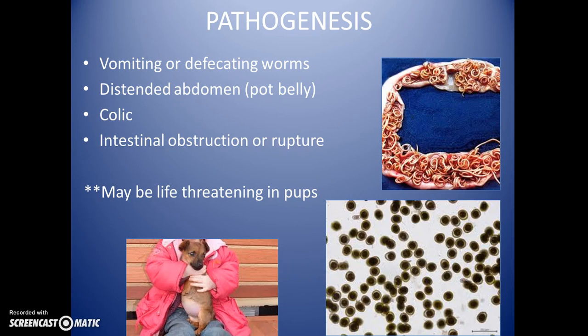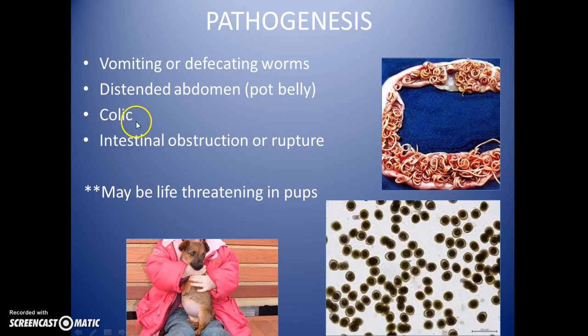So, what kind of damage does this parasite cause? It can cause puppies and kittens to vomit or defecate worms, as well as adult animals. So vomiting, defecating the worms, you may see a distended abdomen or a pot belly appearance, as you can see in this bottom picture of the puppy. When puppies or kittens have a pot belly appearance, it's a pretty good indicator that they may have parasites, most likely this parasite, Toxocara, being very common.